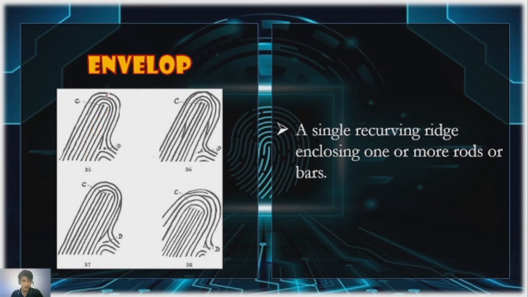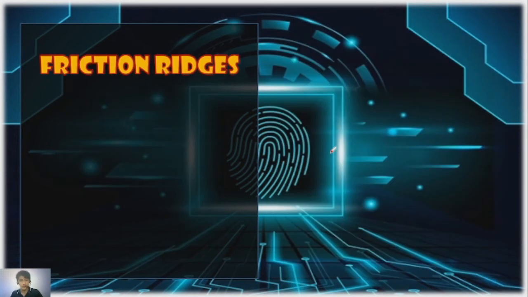Where here is what we call the envelope? Take note, it is a single recurving ridge enclosing one or more bars. So which is the single recurving ridge that encloses the bars? It's here. This is the envelope. And same with this one: which single recurving ridge encloses the bars or rods? Then this is what we call the envelope. And the next one is friction ridges.